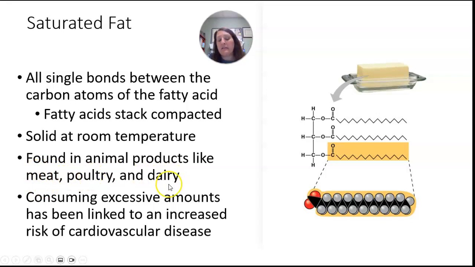And saturated fats, consuming excessive amounts of saturated fats has been linked to an increased risk of cardiovascular disease. And so you want to limit your fatty acids in your diet. You don't need to eliminate them, but you should limit them.